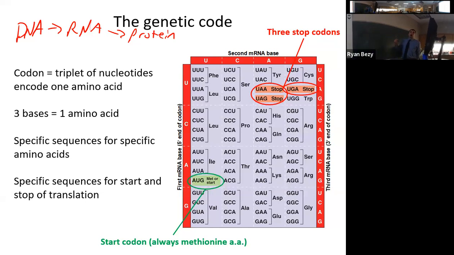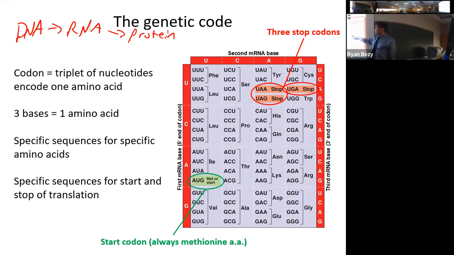With that, the codons are a triplet of nucleotides that codes for one amino acid. So for instance, AAU is a codon in the messenger RNA, and this would end up coding for putting an asparagine amino acid into that. So it's 3 bases that equal 1 amino acid. You have specific sequences for specific amino acids. You also have specific sequences for the start and stop of the translational process, which we're going to talk more about in just a second.